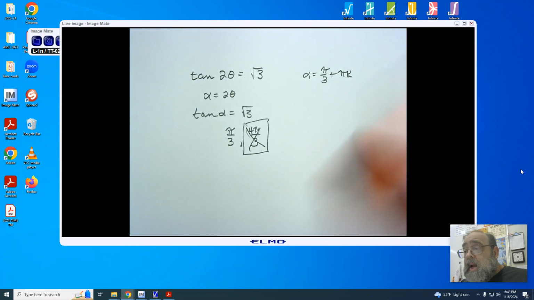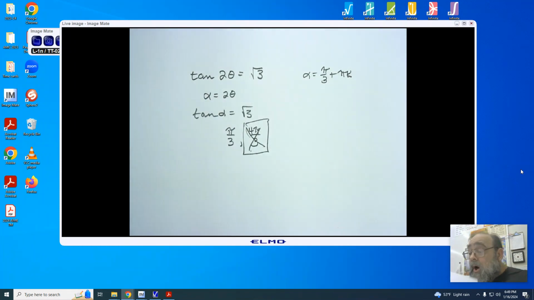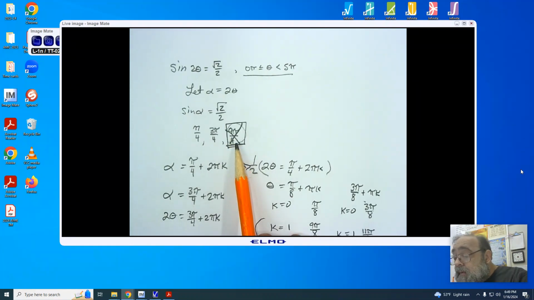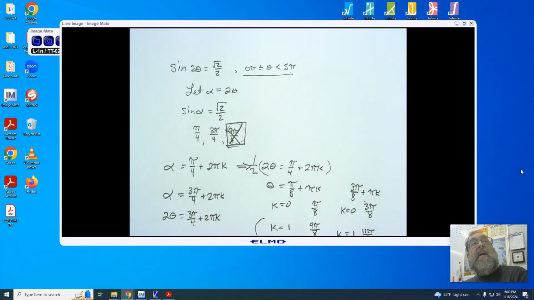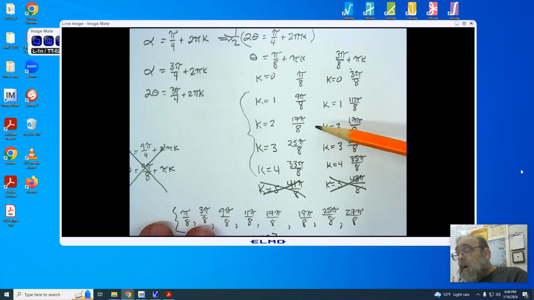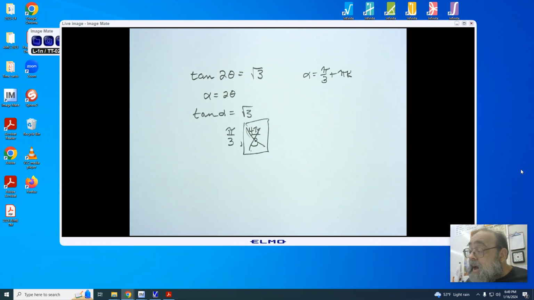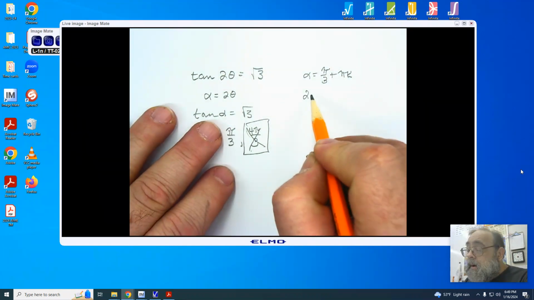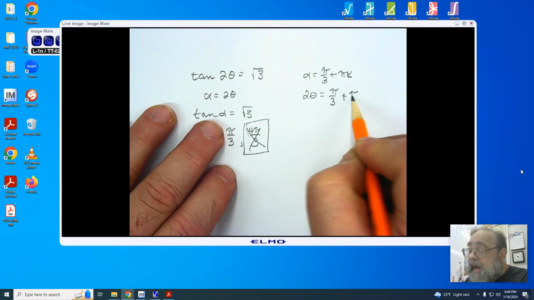Just like we saw in the previous problem a moment ago, where I had a coterminal, 9 pi over 4, because it was within 5 pi. But here, every time I had that coterminal, it repeated anyway. See, we've repeated them anyway. As a result, I'm not going to look at that second option. I'm only going to work with my first one. 2 theta equals pi over 3 plus pi k.